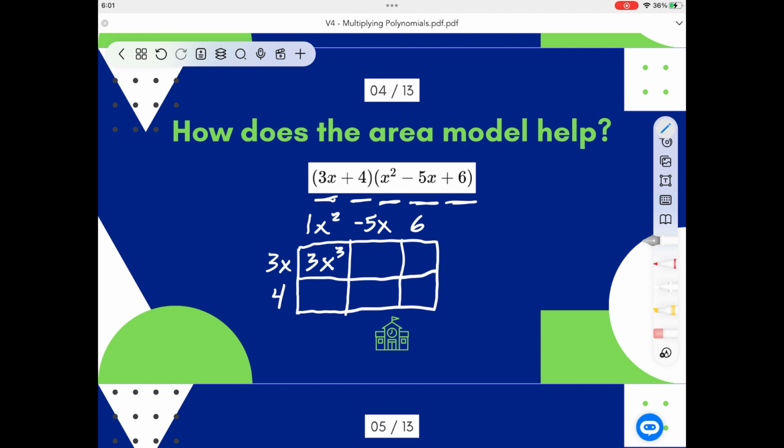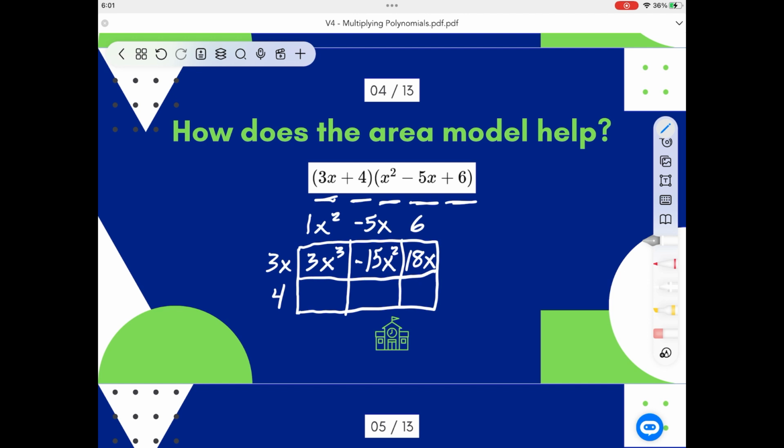Then in the middle on the top, 3 times negative 5 is negative 15, and x times x is x squared. And then for the top right, 3 times 6 is 18. The 3 had an x, but the 6 did not, so we still just have one factor of x altogether.